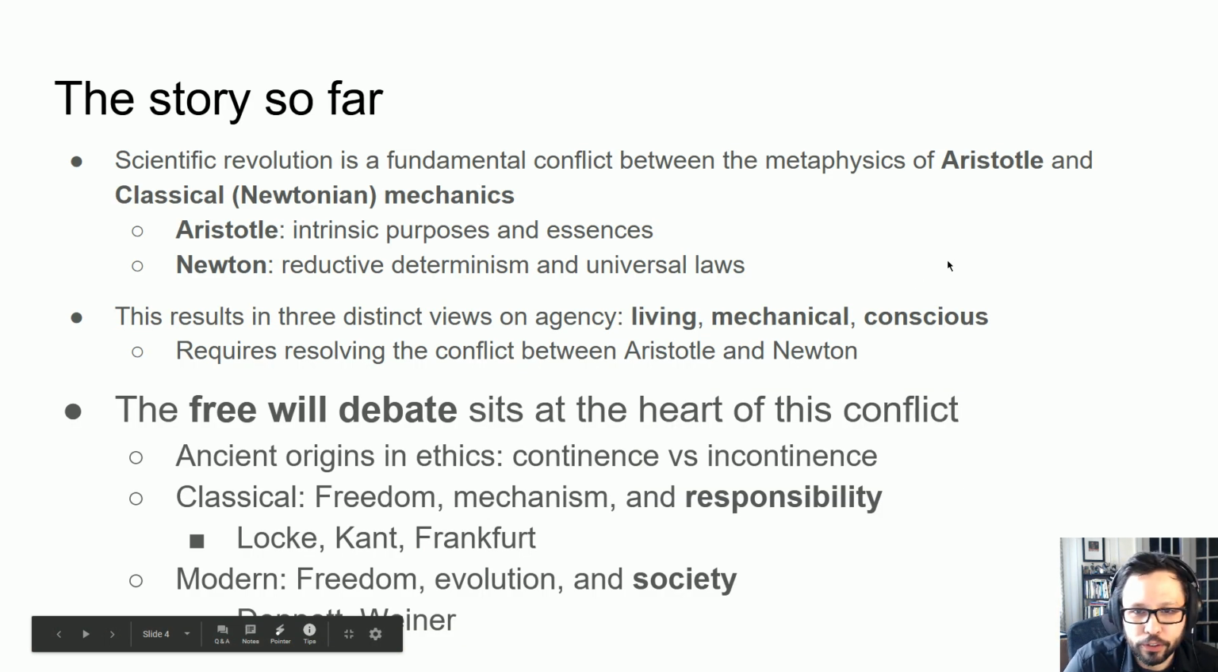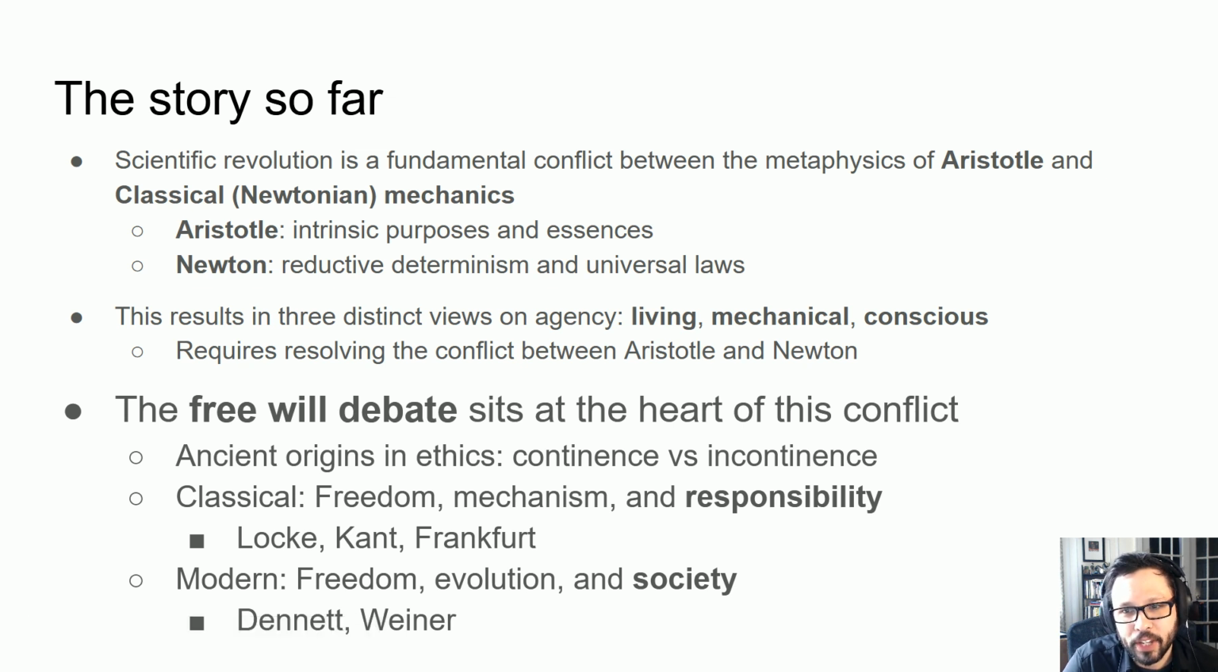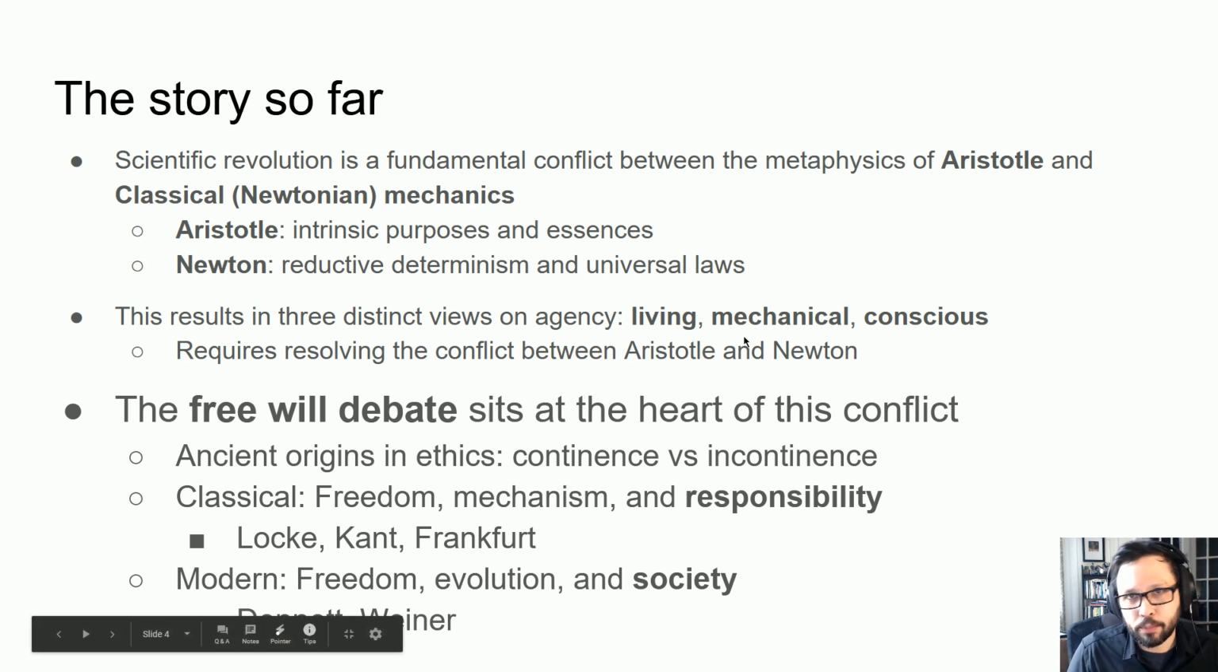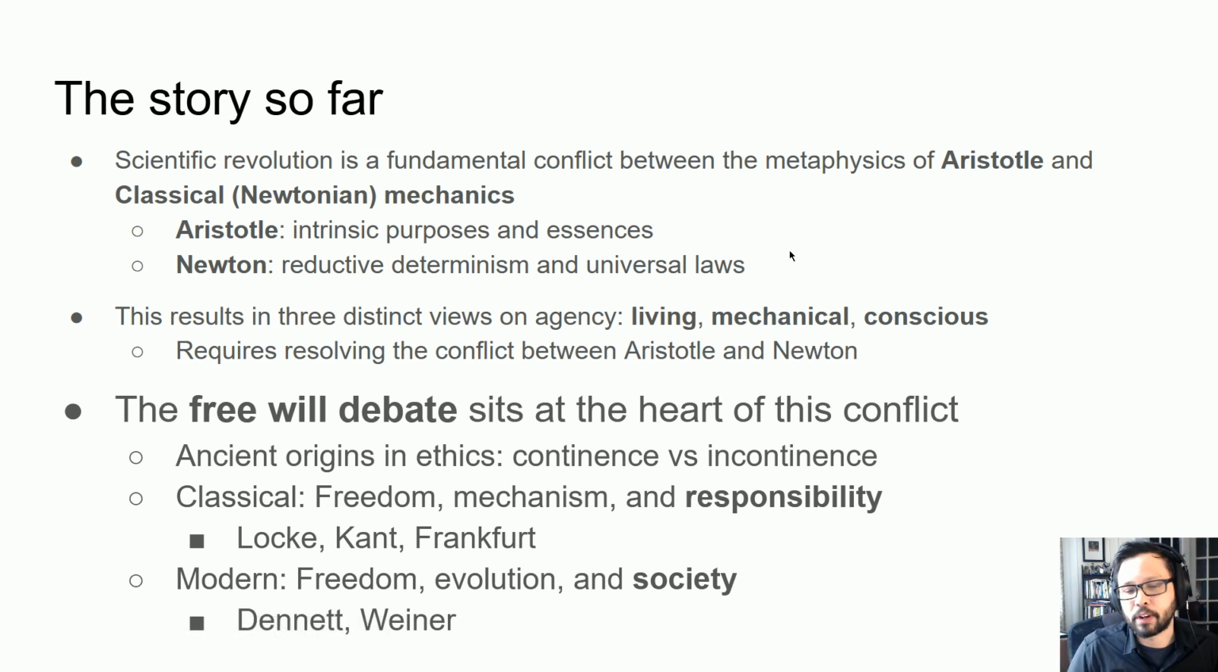So just to remind you of the story so far, we've set up this debate between the metaphysical pictures of Aristotle and Newtonian mechanics, and this scientific revolution conflict gives rise to these different ideas of what agency is: being alive, being a machine, or being a conscious thinking subject. To some extent, these are still unresolved debates. These are debates that we're all familiar with, but maybe we don't fully see the long history, the historical circumstances of this debate. But my idea is that free will is a particular manifestation of this much larger metaphysical debate.